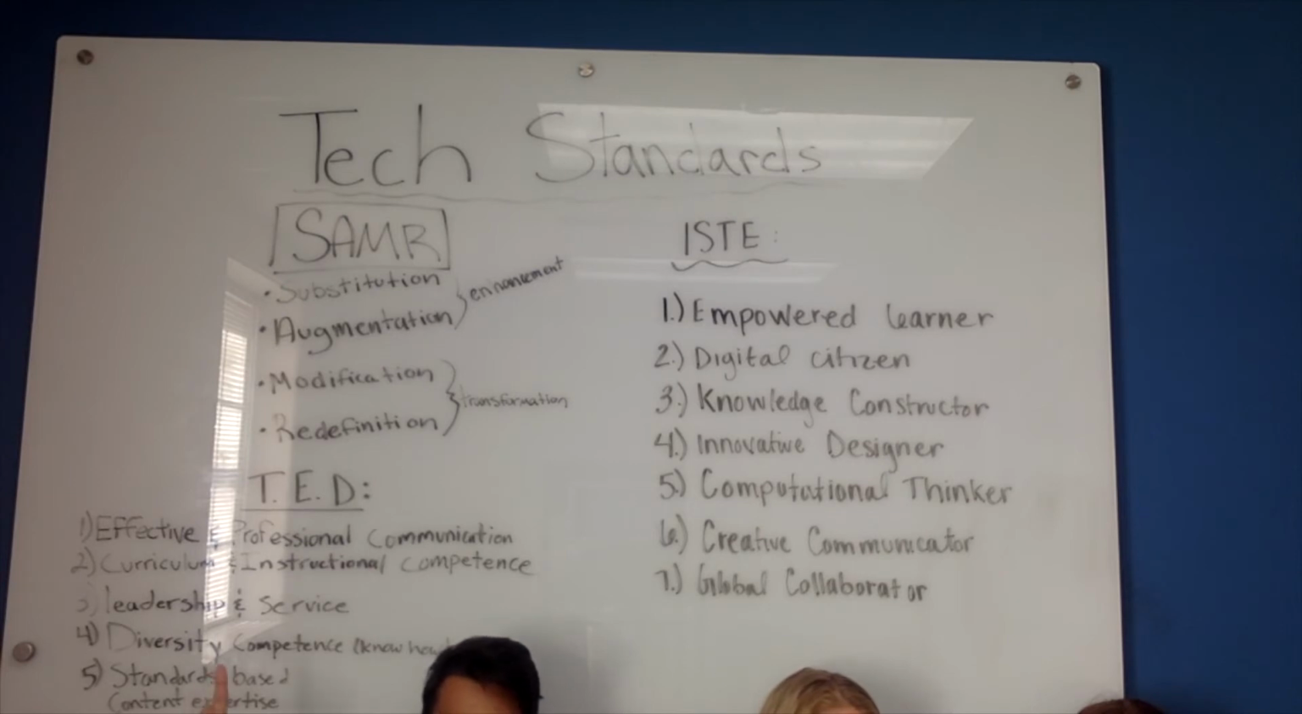Our third, leadership and service. So that's possessing knowledge and recognizing the importance of just servant leadership in a learning community and how you can be a servant leader to your students and in your school and community, and being able to just demonstrate those skills. And the fourth, diversity and competence.